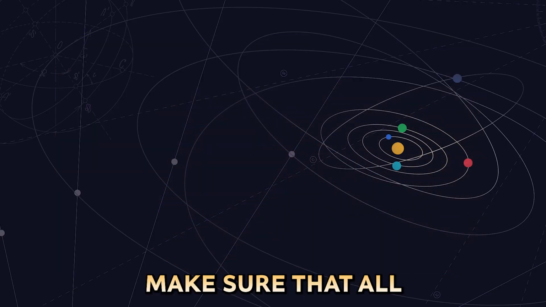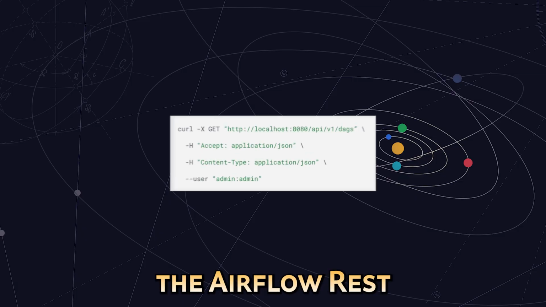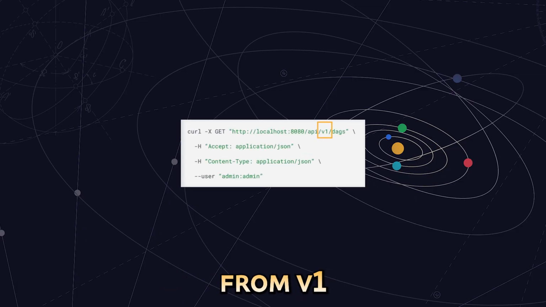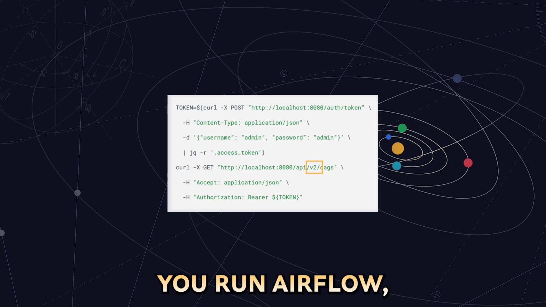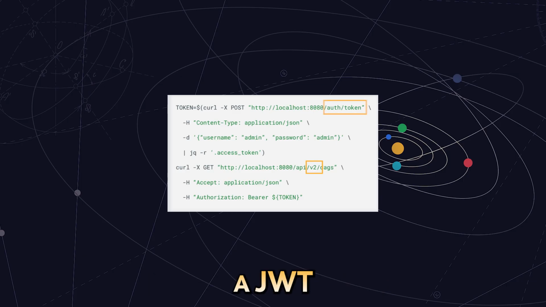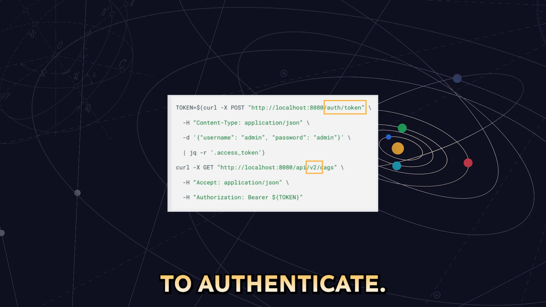Lastly, make sure that all of your scripts that use the Airflow REST API are updated from version 1 to version 2. One of the main changes is now that depending on how you run Airflow, you might need to request a JWT token in order to authenticate.